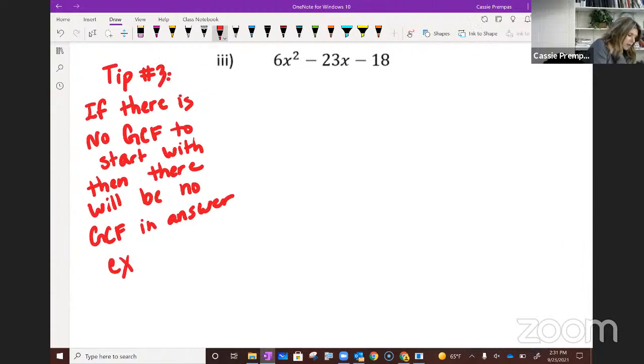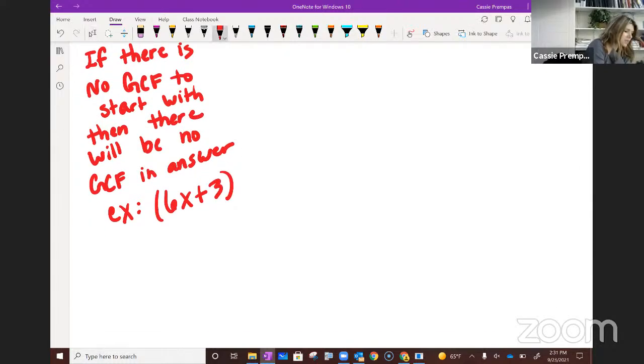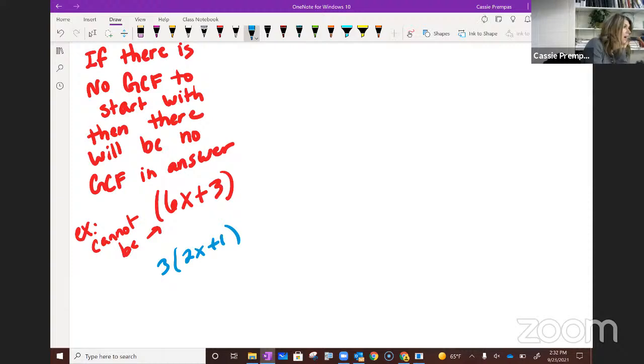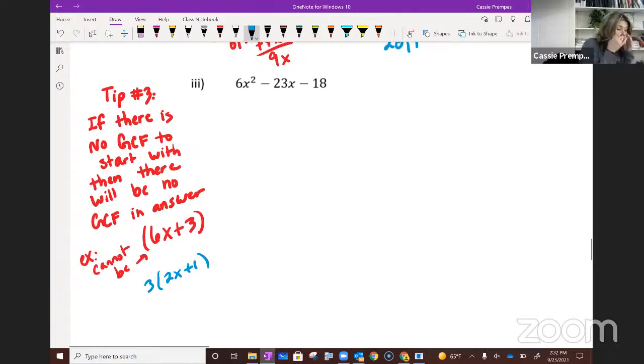Here's an example of what I'm talking about. If you have something like 6x plus 3, that can't happen. So this is an example where there's a GCF in the end. So we would say example cannot be 6x plus 3. If you're like, well, why not? Think about how you could take out, what could you take out of there? 3. And then you'd have a 3 on the outside. And if it was on the outside, that means you could take it out to begin with.